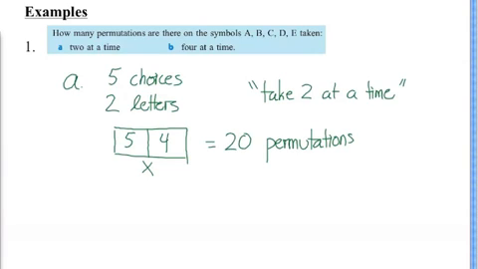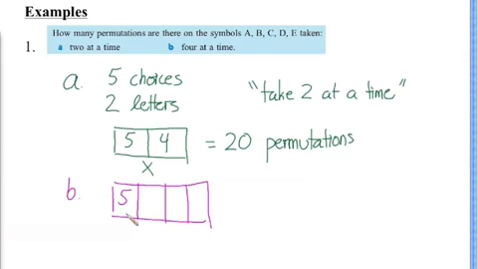If we look at the second part of this problem, now I want to take 4 letters or 4 symbols at a time. Therefore, I'm going to draw 4 boxes. In the first box, I have 5 options. The second box, I have 4 options. The third box, I have 3 options. And the last box, I have 2 options. So if I were to multiply all of these together, I would get 120 permutations.